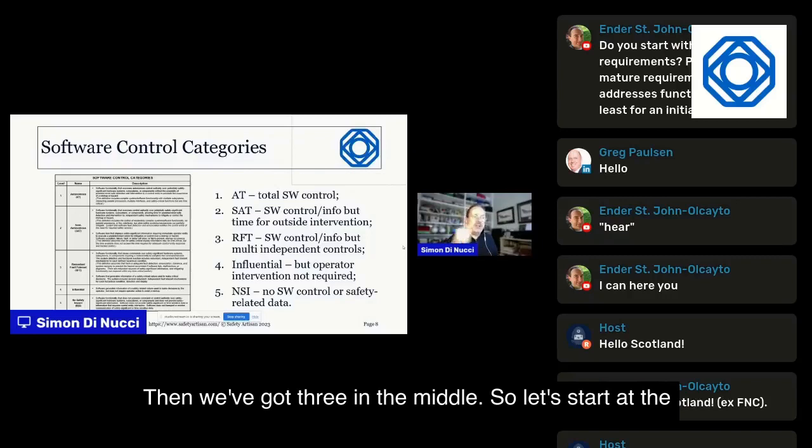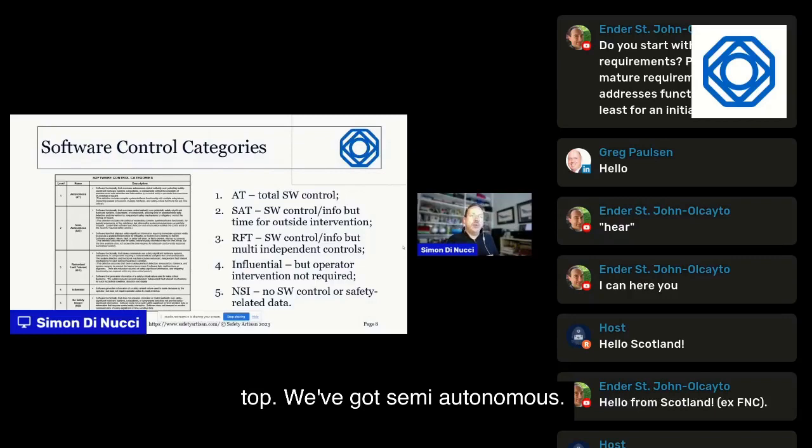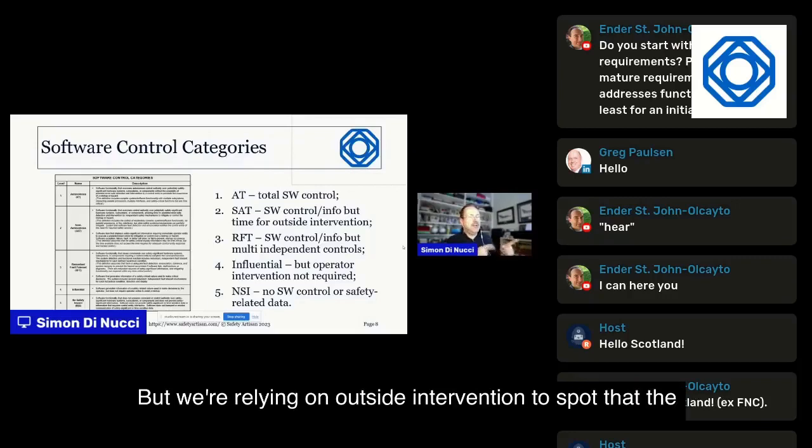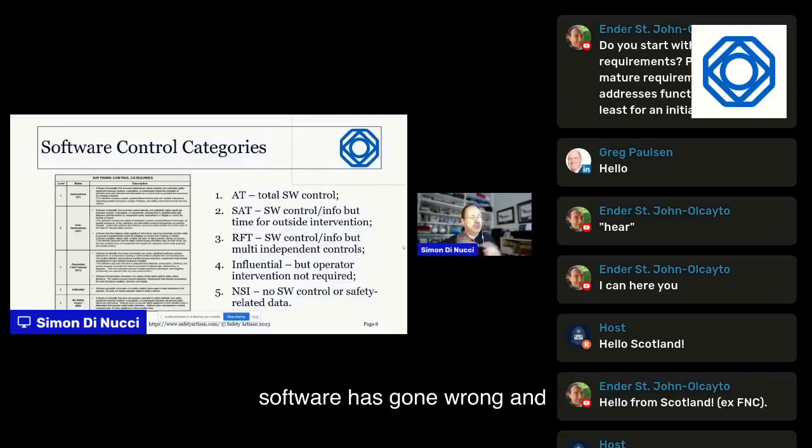So let's start at the top. We've got semi-autonomous. So the software is in control, or it's providing safety-related information. But if it goes wrong, there is time for outside intervention. Okay, but we're relying on outside intervention to spot that the software has gone wrong and do something about it. So we're placing quite a lot of reliance on the software.